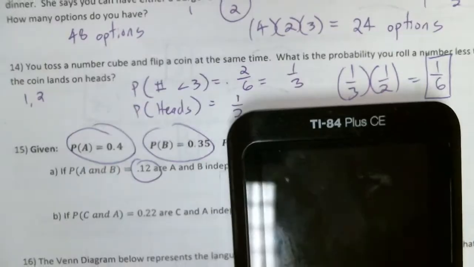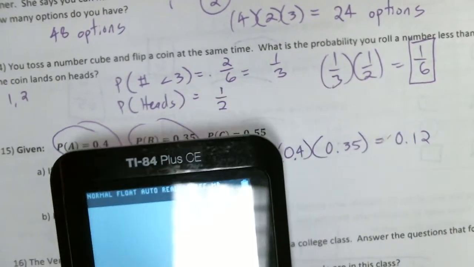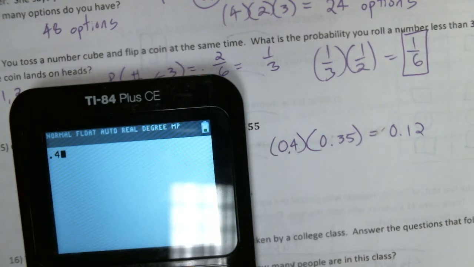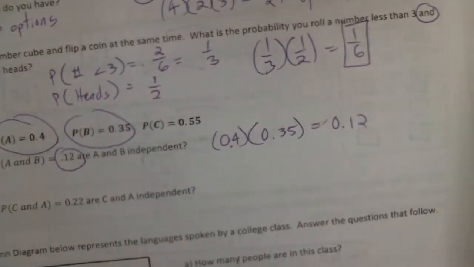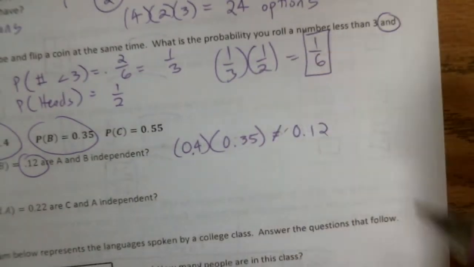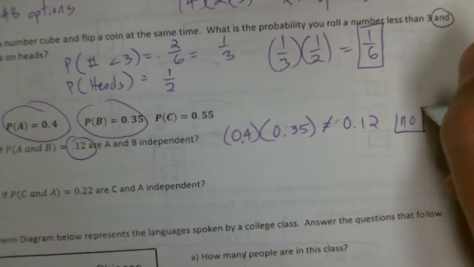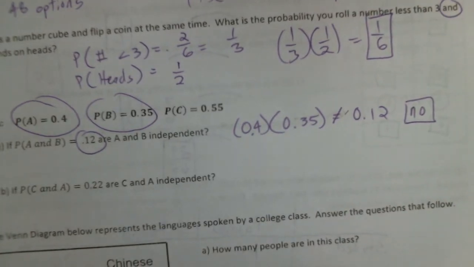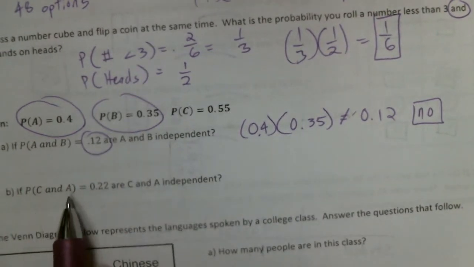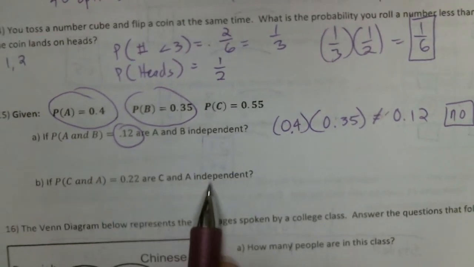Yes or no? All right, so let's type it in our calculator. 0.4 times 0.35 equals 0.14. So 0.12 does not equal 0.14. So I would say no, they are not independent. They are actually dependent. All right, if the probability of A and C is 0.2, are they independent or dependent?